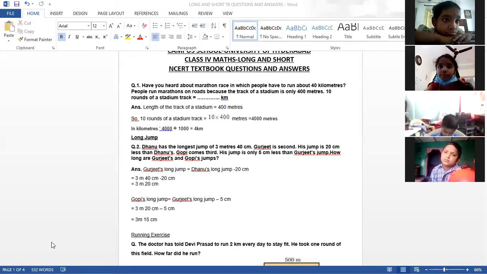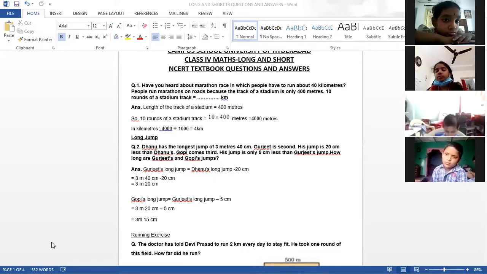1 kilometer is 1,000 meters. So 4,000 meters, if you want to convert into kilometers, divide by 1,000, that will become 4 kilometers. 1,000 meters is 1 kilometer, so 4,000 meters means 4 kilometers. So this is the answer you have to write.